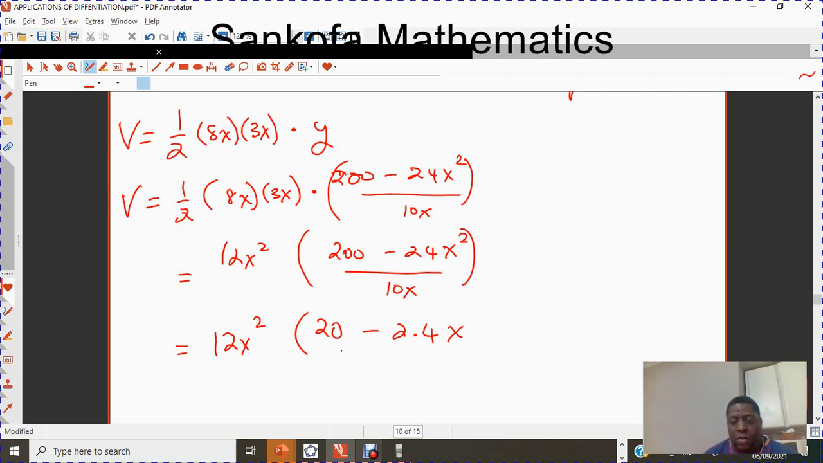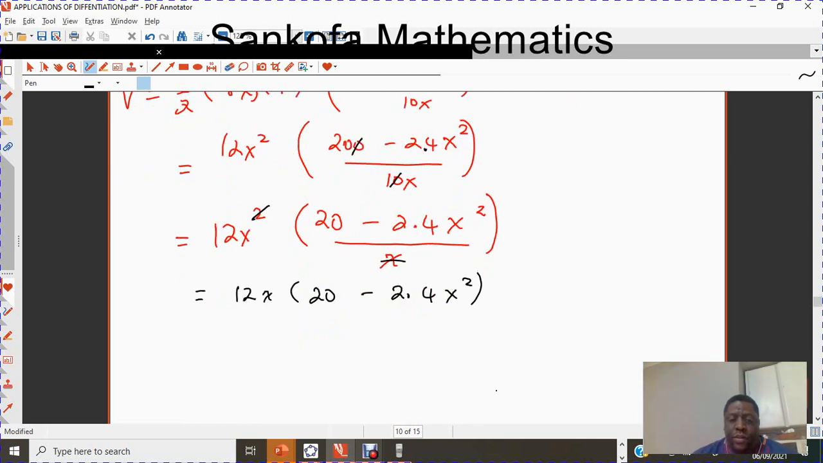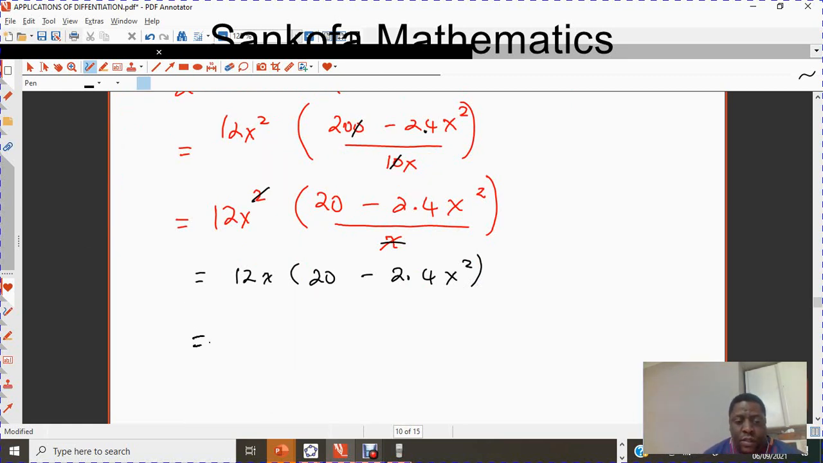Obviously, if I do that, I put everything over x, just to make sure we are on the right path. So 10 goes there, delivers 20, and then we get to 2.4. All right, so now we can actually cancel. So it's going to be 12x, and then we have 20 minus 2.4x squared. Okay, so we can go ahead and find the volume.